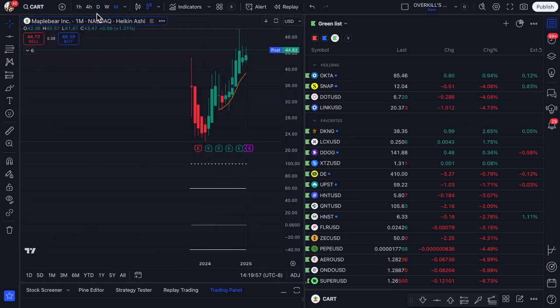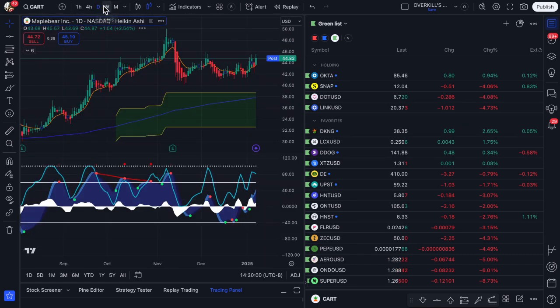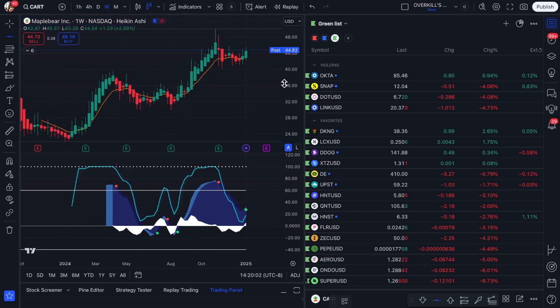Okay, so Maple Bear, not sure what this thing does, but yes, if you're looking at the weekly, this one does look good. I'd use a stop loss again at the bottom of the candle. We're getting the green dot on right there at 42.